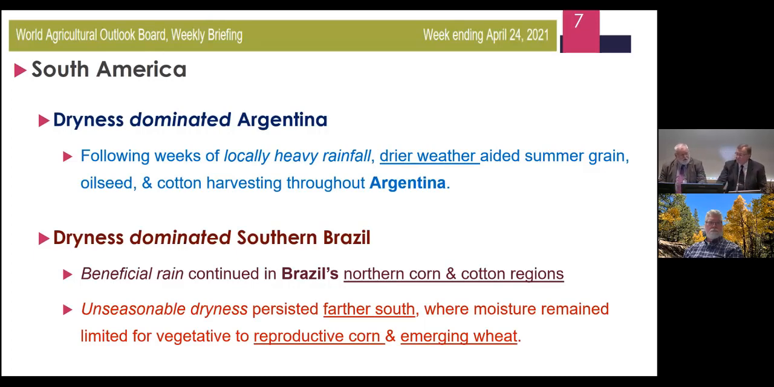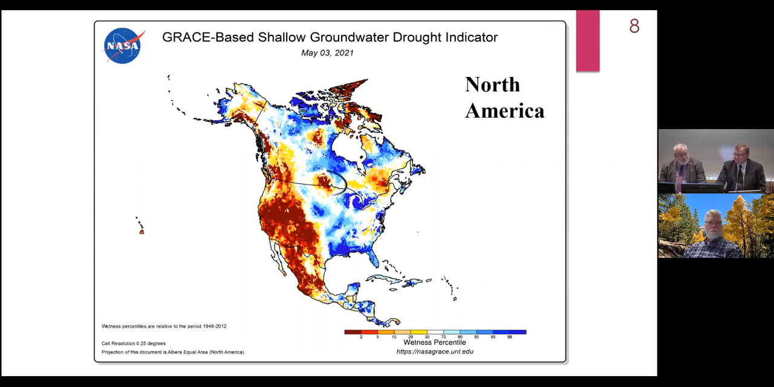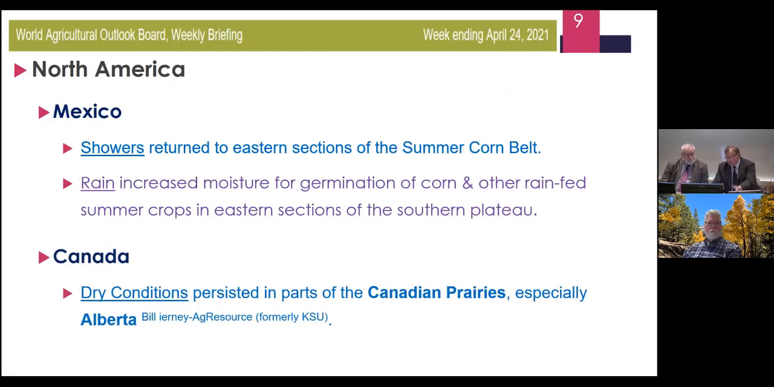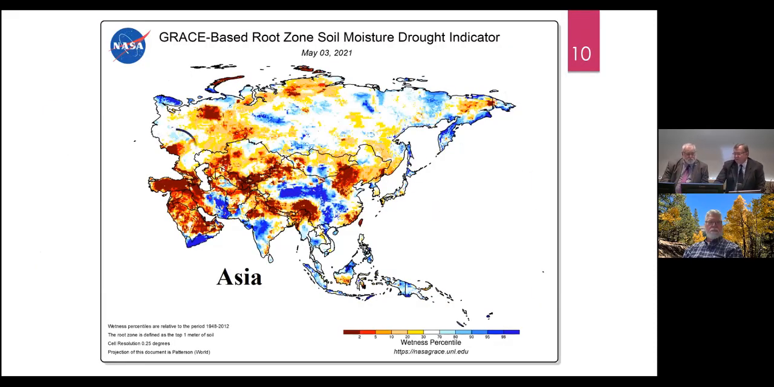So moving on to the next area, I think we've got Mexico. We don't want to forget the Western Mexico situation. Look, it's usually dry down there, but it's exceptionally dry. They historically have been our largest buyers, both wheat and corn, and that will definitely drive their volume of imports going forward. So it's a concern. And again, those dry conditions. Bill Tierney, a former colleague of ours here at KSU, came out this morning talking about the dryness in Alberta. Do you want to talk about Asia?